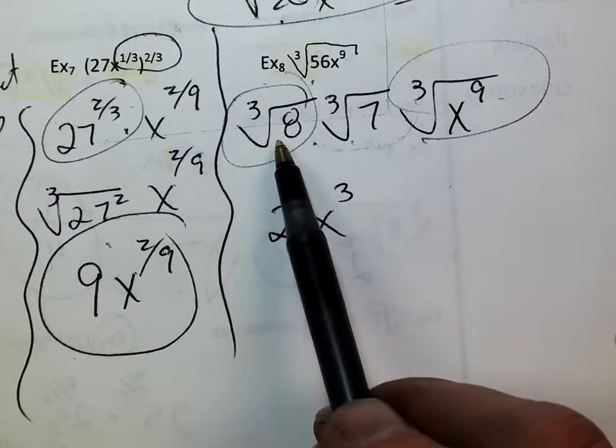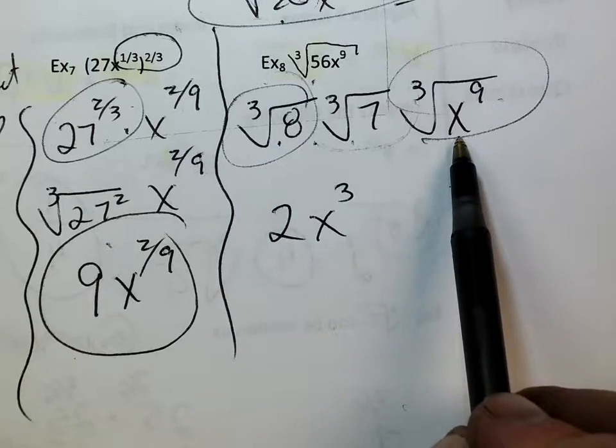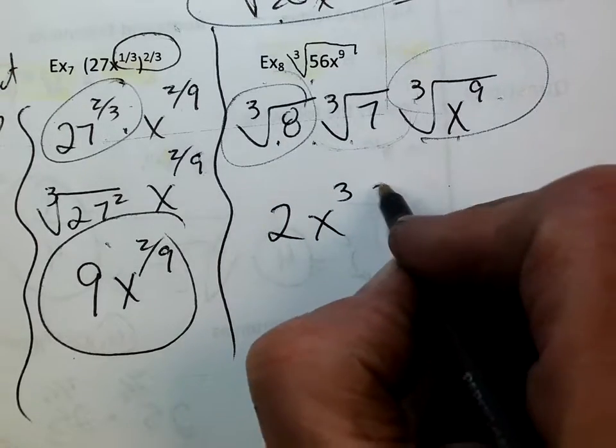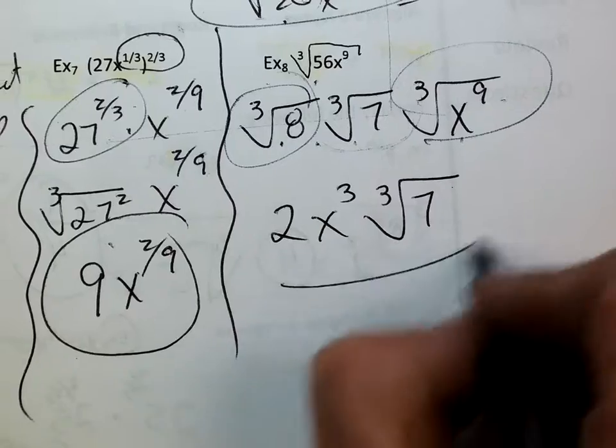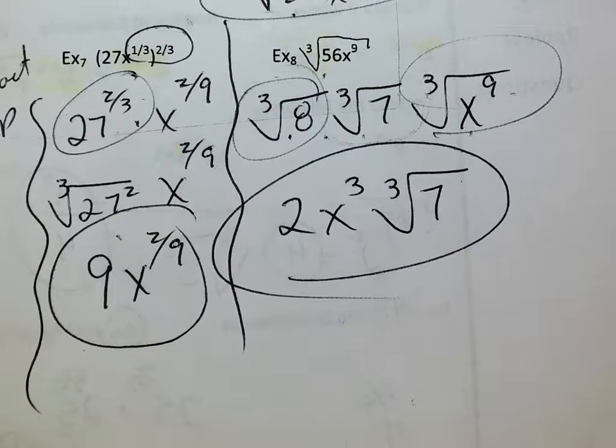So I cube rooted the 8. I cube rooted the x to the 9th. The cube root of 7, can't do it. It's just an ugly decimal, so I leave it where it's at. So it's the same things we've done before. The difference is we're doing it with cube roots and squares.